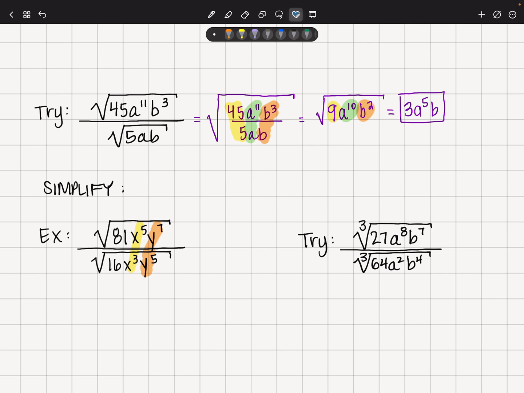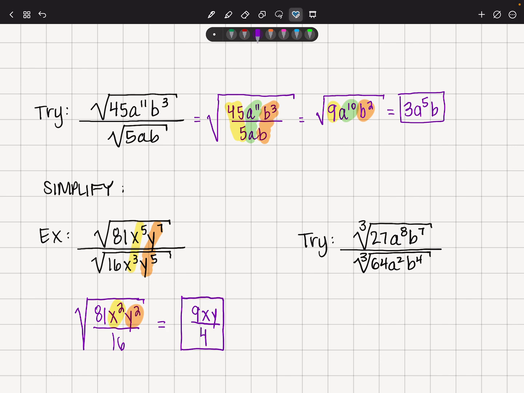So I'm going to rewrite this as the square root of 81x squared y squared over 16. Now the x squared came from reducing x to the 5th over x cubed, and the y squared came from reducing y to the 7th over y to the 5th. And now we can take the square root of the numerator, which is 9xy, and the square root of the denominator is 4, and we get 9xy over 4.